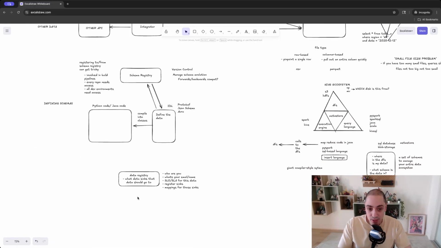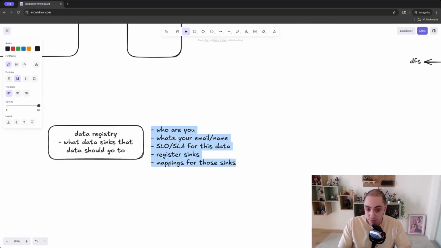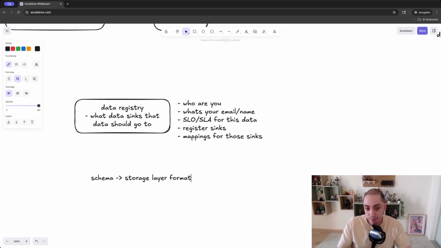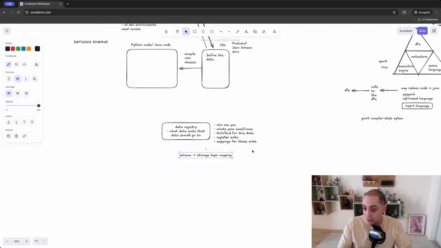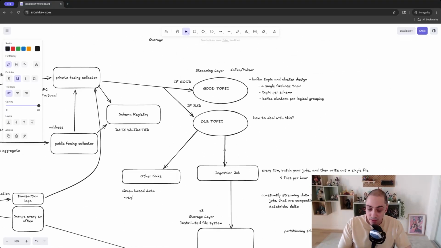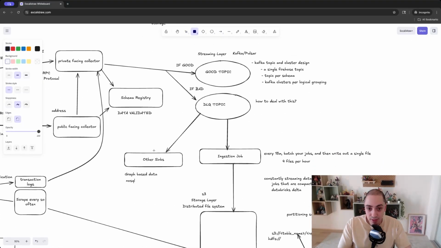And for that, your data registry is important and valuable because you can schedule your mappings for it. And so mappings being from schema to a storage layer format mapping. So schema to storage layer mapping. So that's a valuable thing to show here. And you can be like, hey, some of this data, then this is where the data registry could be a layer here.